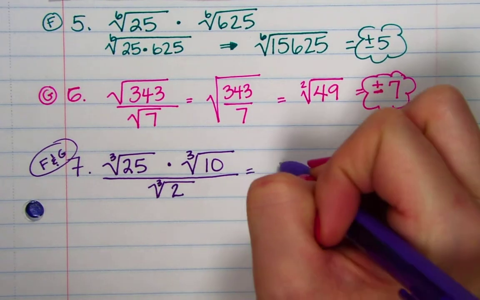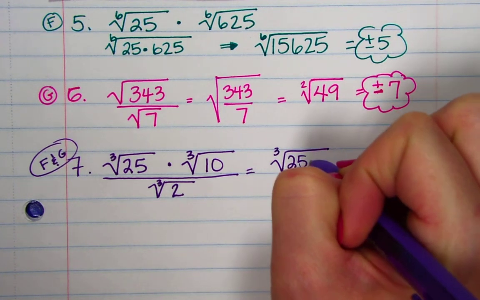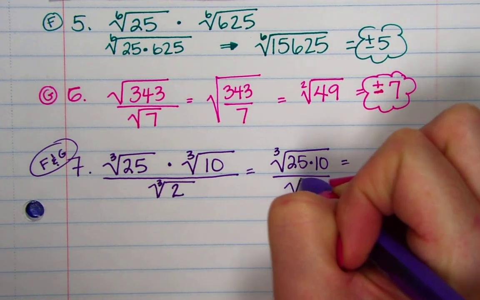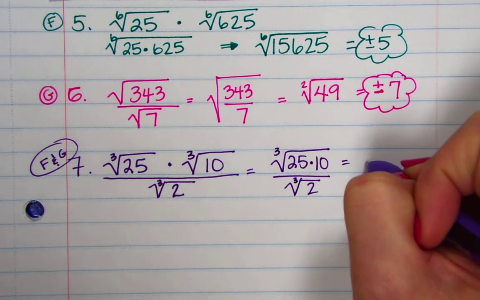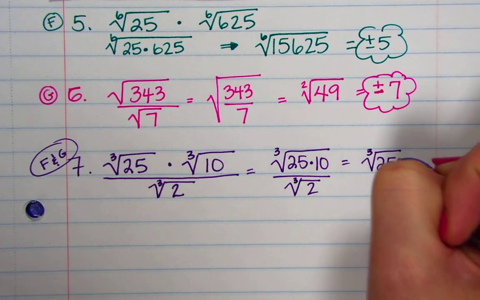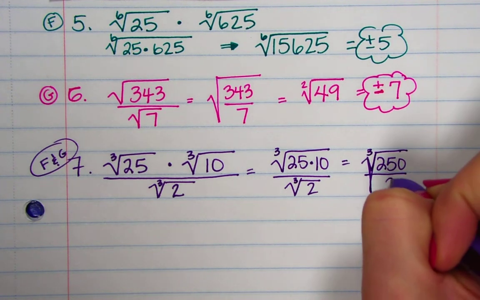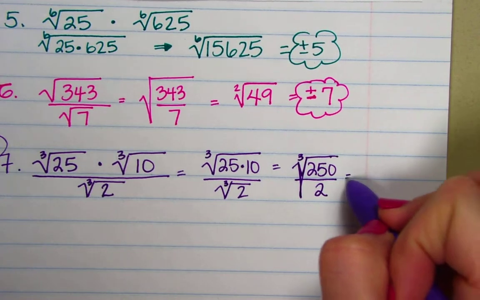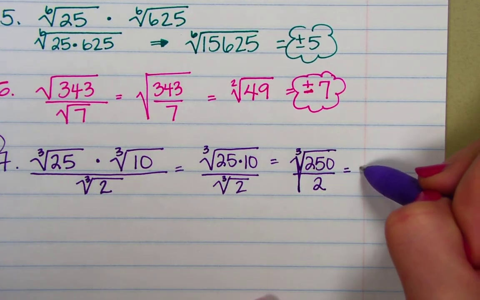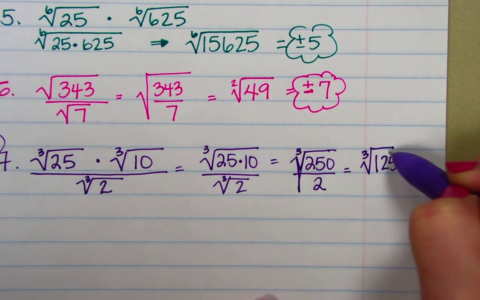Okay, so that would be the cube root of 25 times 10. What's 25 times 10? 250. Right, and then let's put it all together. What's 250 divided by 2? 125. Okay, the cube root of 125.